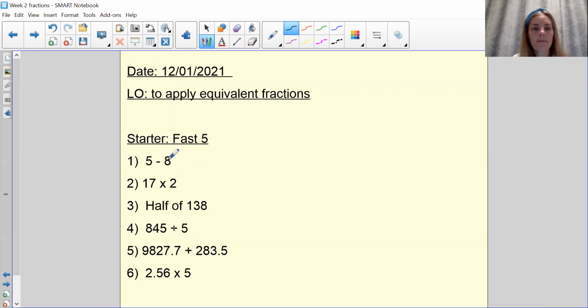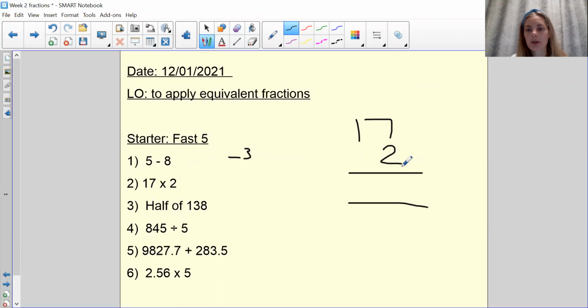So first of all, 5 minus 8 is going to be an answer of minus 3. Remember, we draw the number line and start with the number 5. When we're subtracting, we move to the left, you bunny hop 8 places, and you will land on the number minus 3.